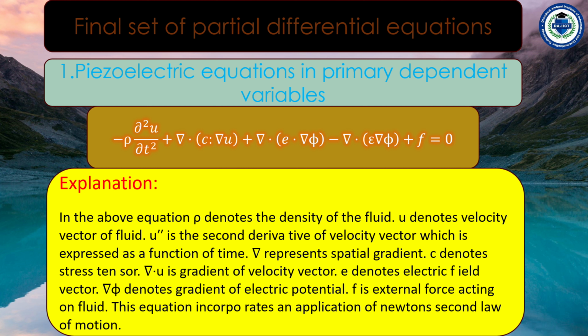Explanation. In the above equation, ρ denotes the density of the fluid. u denotes the velocity vector of the fluid. ü is the second derivative of the velocity vector, which is expressed as a function of time. Del represents the spatial gradient. C denotes the stress tensor. Del u is the gradient of the velocity vector. E denotes the electric field vector. Del phi denotes the gradient of electric potential. F is the external force acting on the fluid. This equation incorporates an application of Newton's second law of motion.